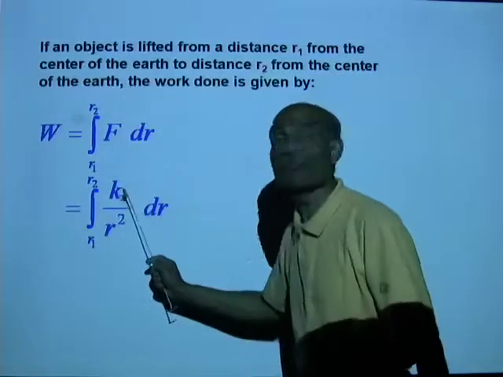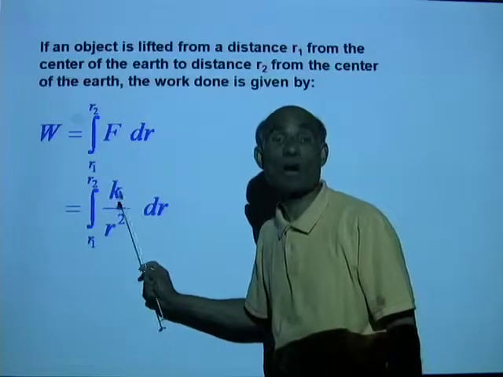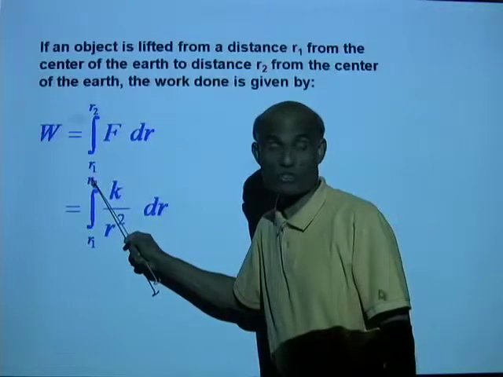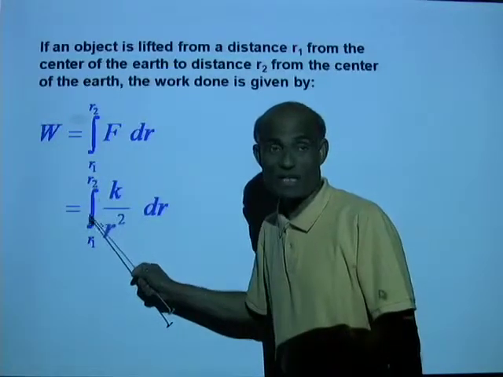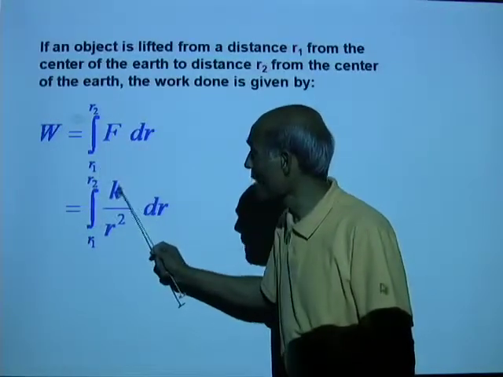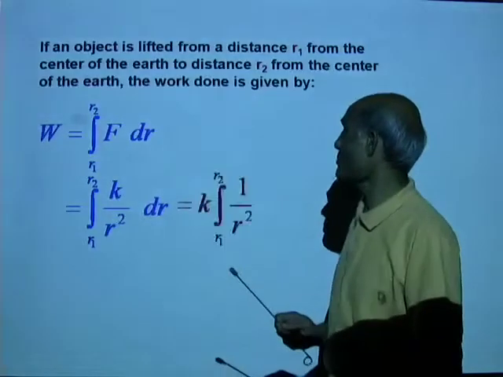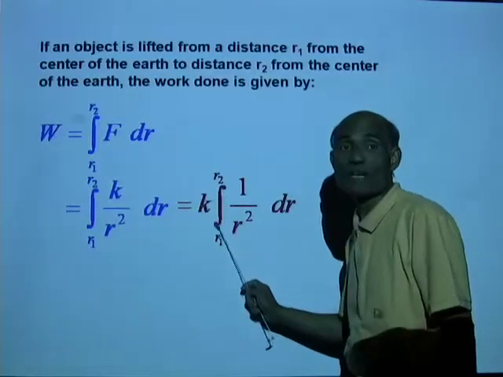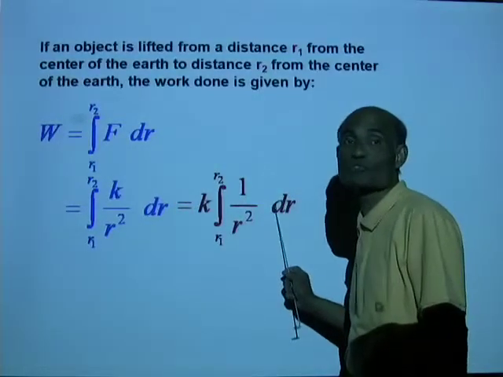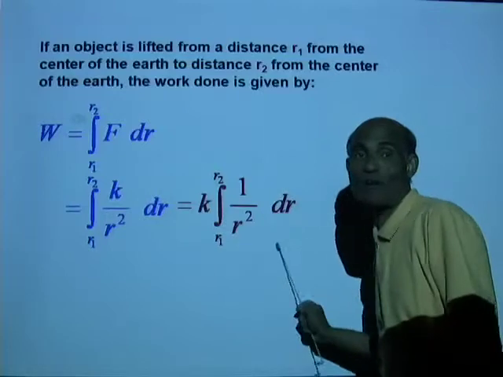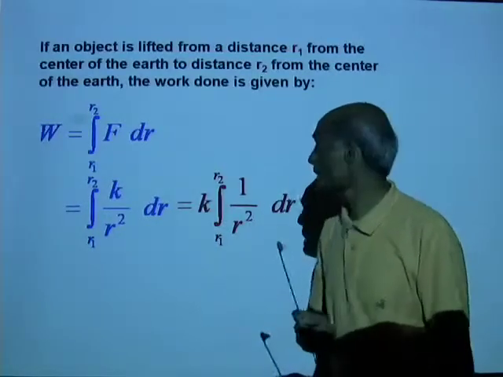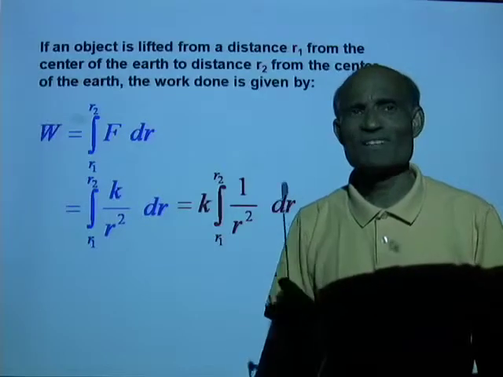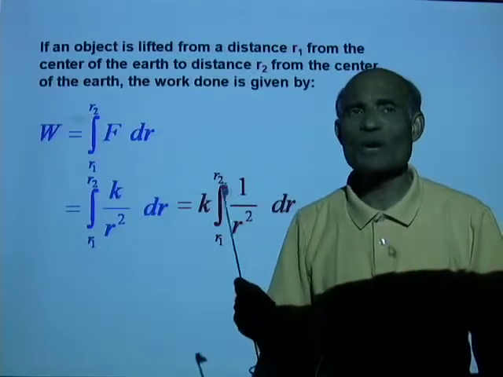So the total work done to propel an object from a distance r1 to a distance r2 is given by the integral from r1 to r2 of k over r squared dr, and that will be k times the integral of 1 over r squared dr. Alright, how many of you can tell me what is the integral of 1 over r squared dr?